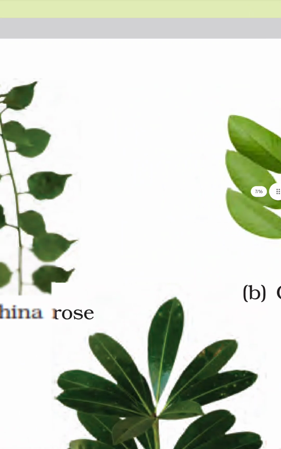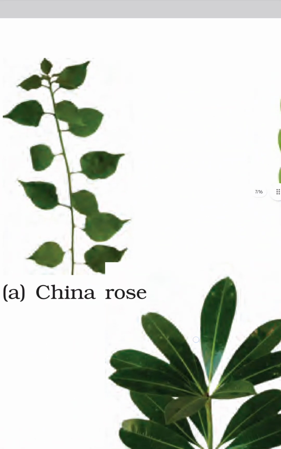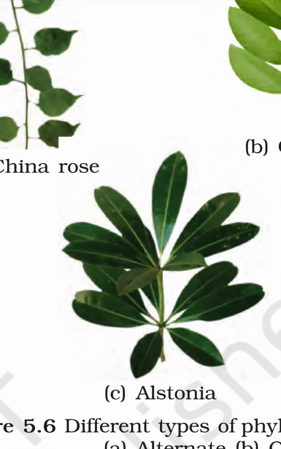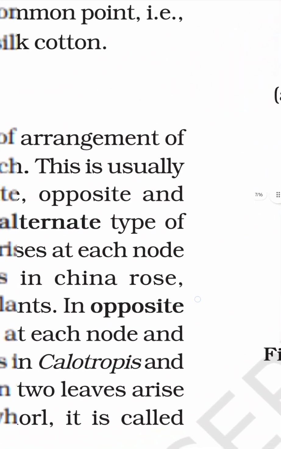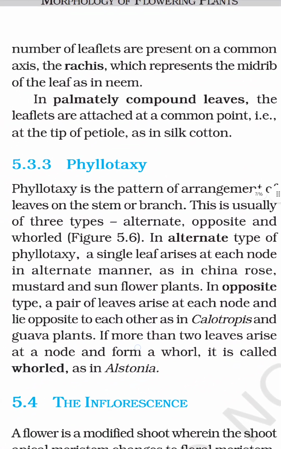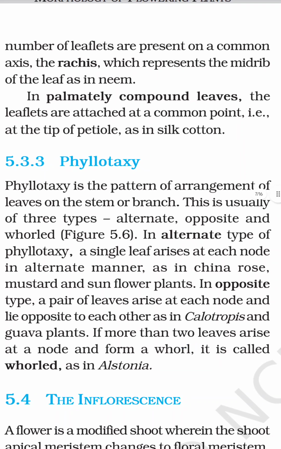It is seen in the guava, whereas the alternate is seen in the China rose. And coming to the whorled, it is a common point where all the leaves are together at only one common point. That is known as the whorled phyllotaxy. In the alternate type of phyllotaxy, a single leaf arises at each node in an alternate manner, seen in the China rose, sunflower and mustard. In opposite, a pair of leaves arises at each node and lies opposite. It is seen in the calotropis and guava.